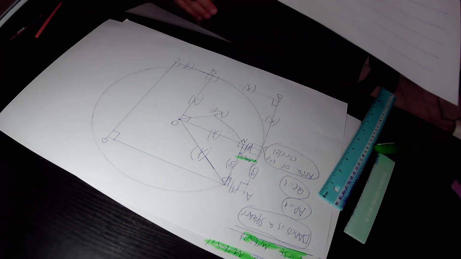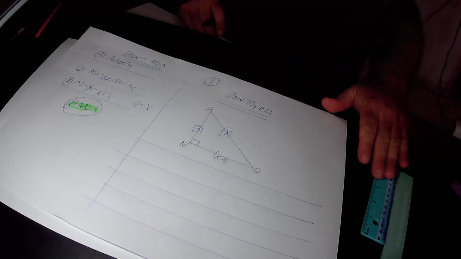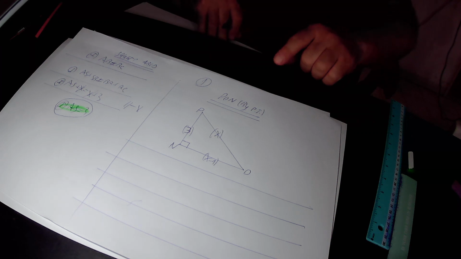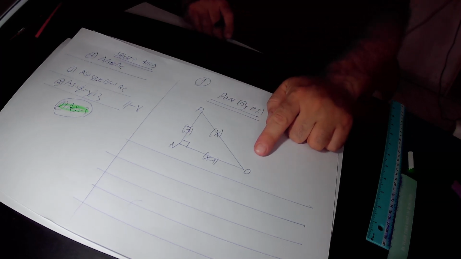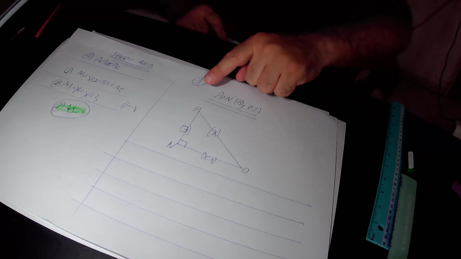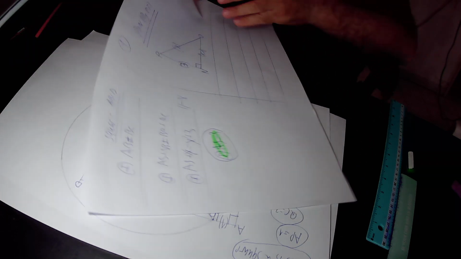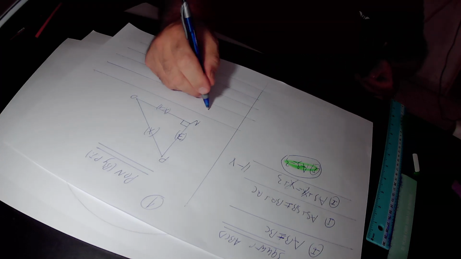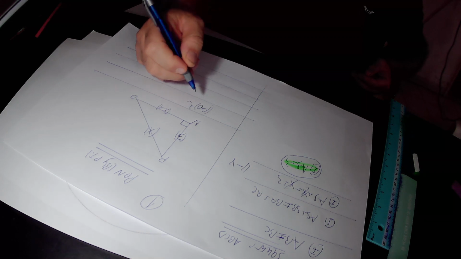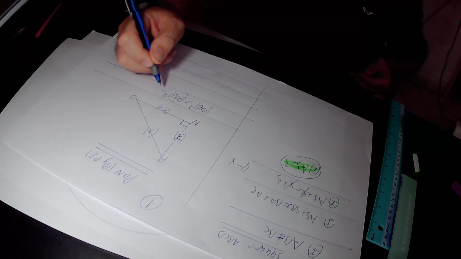So actually, this is the right-angled triangle PON that I copied from the original drawing. According to the Pythagoras theorem, in this triangle PON, PO squared, that is the square of the hypotenuse, is equal to PN squared plus NO squared. Again, PO squared equals PN squared plus NO squared. So I write it down. PO squared equals PN squared plus NO squared.